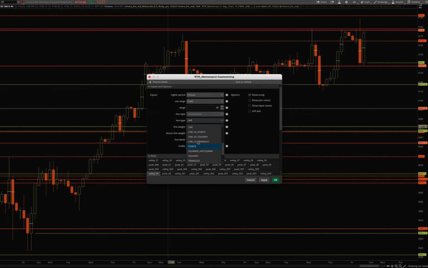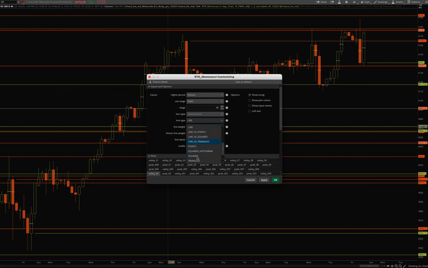You can also use other kinds of line styles. It'll ignore this if you change the line type to anything but line. So if line type is not line, then it won't do the line style that's in this one.